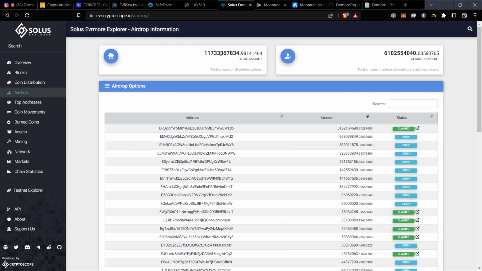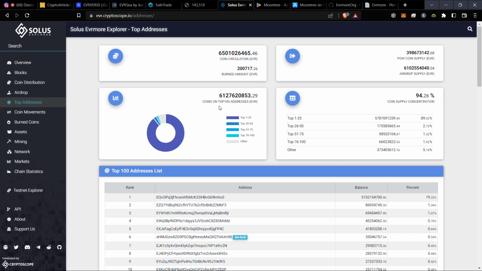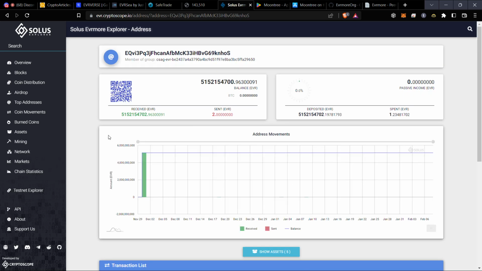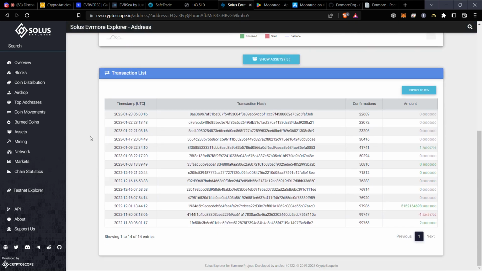11 billion, 700 million coins claimed. 6.1 billion, so about half. Top addresses, we just saw that with the 5.1 billion on that address there. Let's see if there's any other transactions within that wallet. I'm curious.